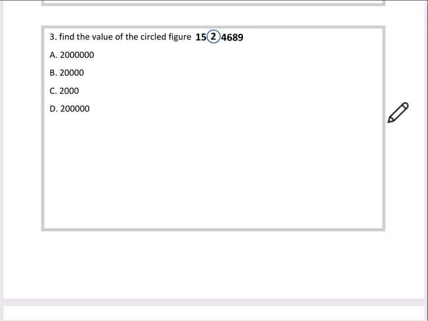Question number 3 says find the value of the circled figure. So the circled figure is 2. Let's bring it out. So 2, then these other ones you can write as 0. So 4, 6, 8, and 9. So these are zeros. There is no need for us to go further. So how many zeros do we have here? 1, 2, 3, 4. So this is like 20,000. Let's check the option that has 4.